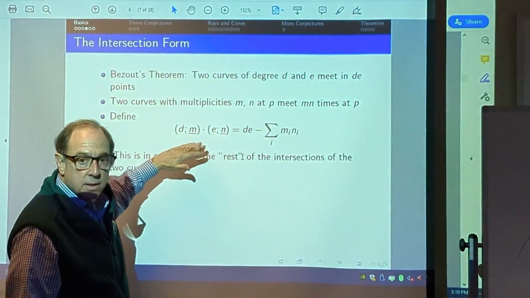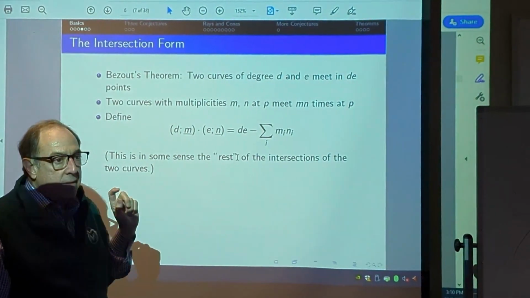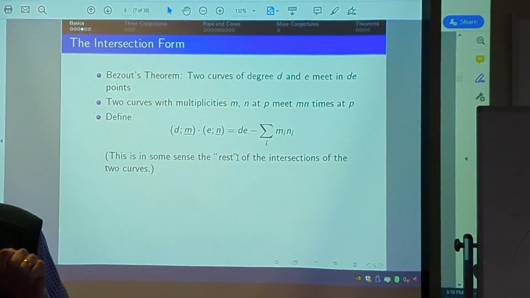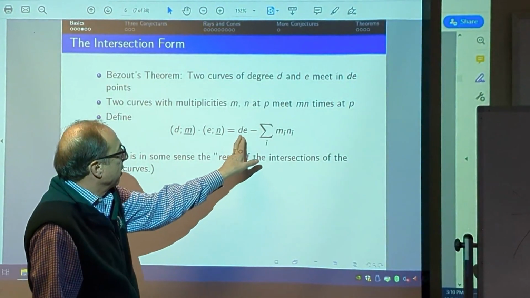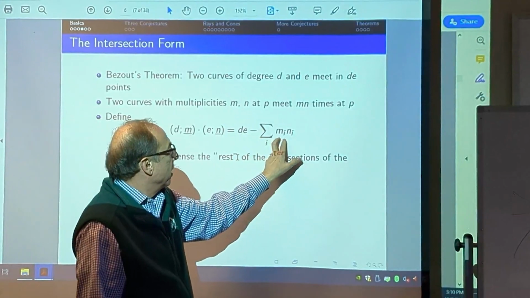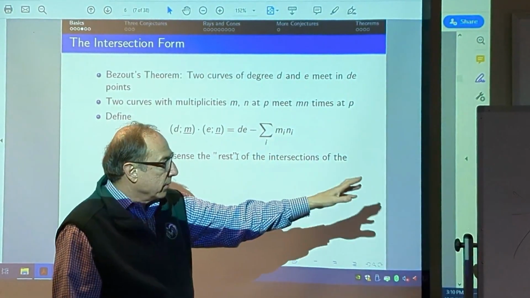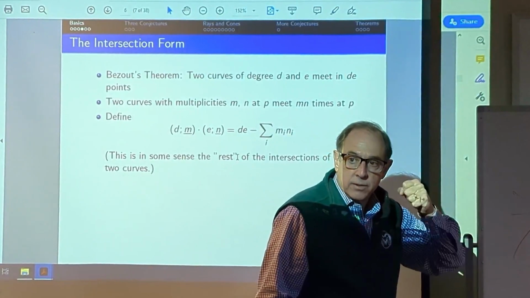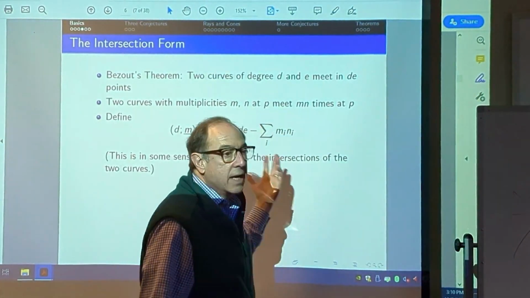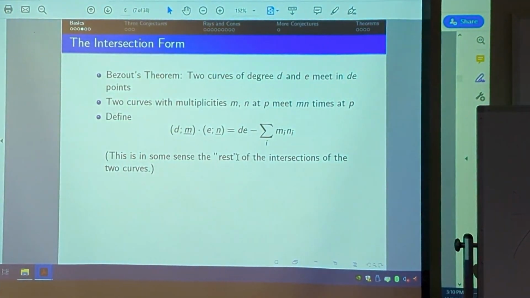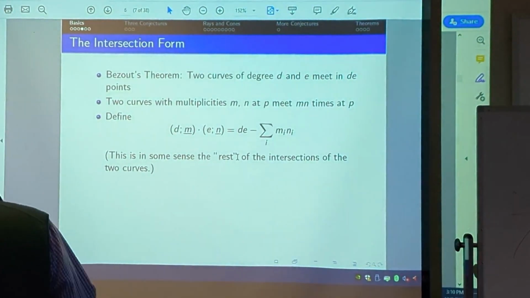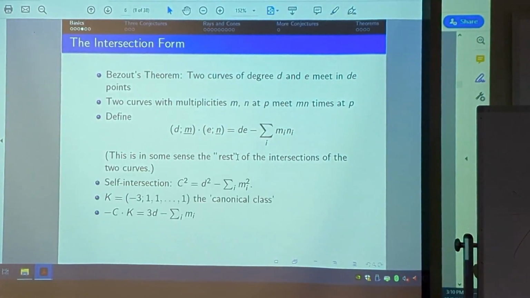And so if you define this quadratic form, it's counting the intersections that are not implied by the multiplicity conditions, the rest of the intersections. So this is all of the intersections. I take away the ones that come from the multiple points. Take those away, and what's left, the difference, should be the extra intersections. How many times do these two curves meet outside of the points? The rest of the intersections. It's a very valuable tool for the intersection theory.